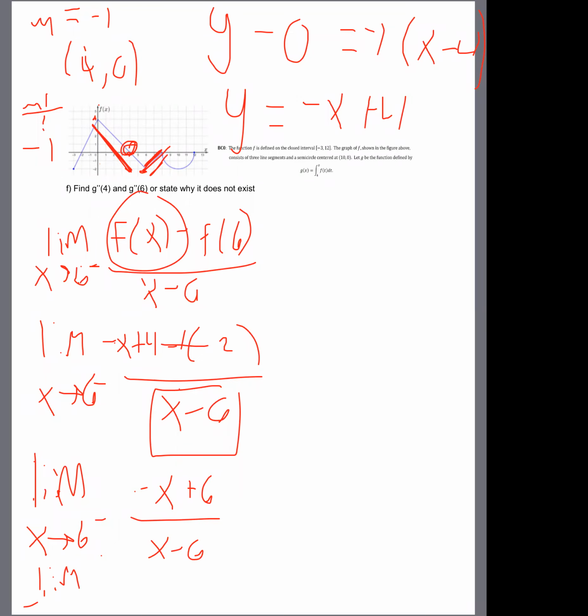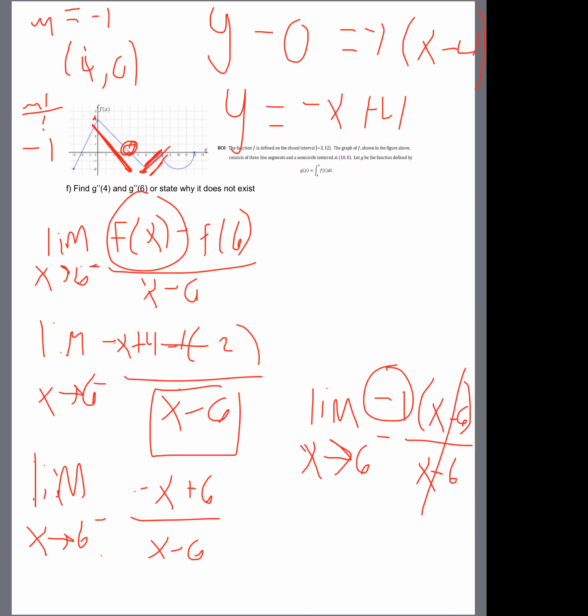Except that you would have to rewrite this, I'm going to write it over here. Remember, you have to keep writing limit until you plug something in or cancel something out. That's why I'm writing limit over and over again. So it becomes like this, and what I'm going to do is factor out a -1. So this looks like this, and this looks like that. And if you see, those cancel. So then all you're left with is -1. So from the left, it equals -1. And that's all the work for the first part.